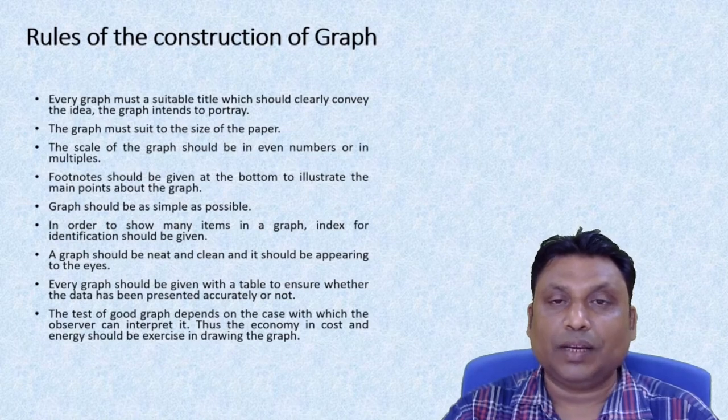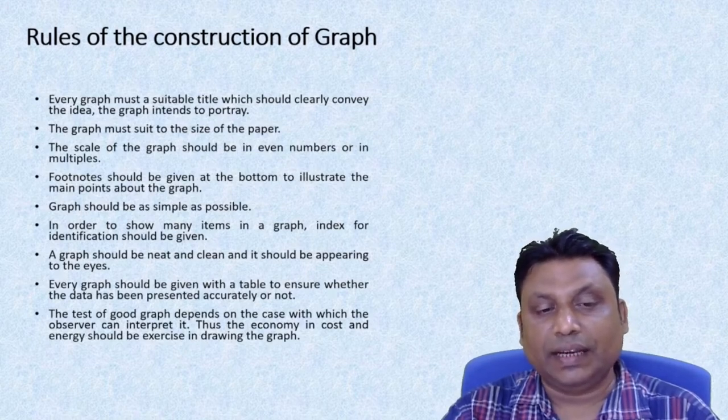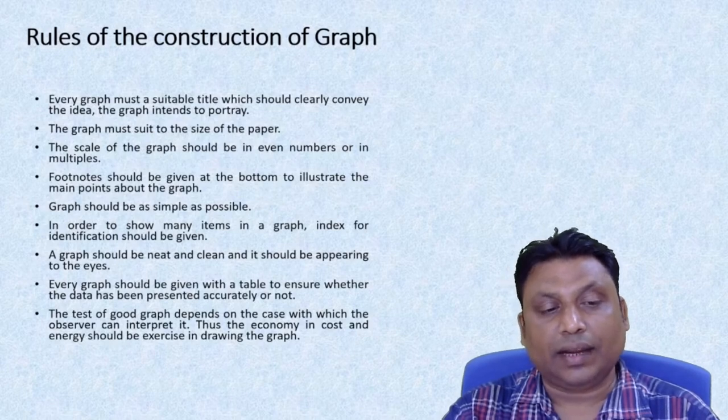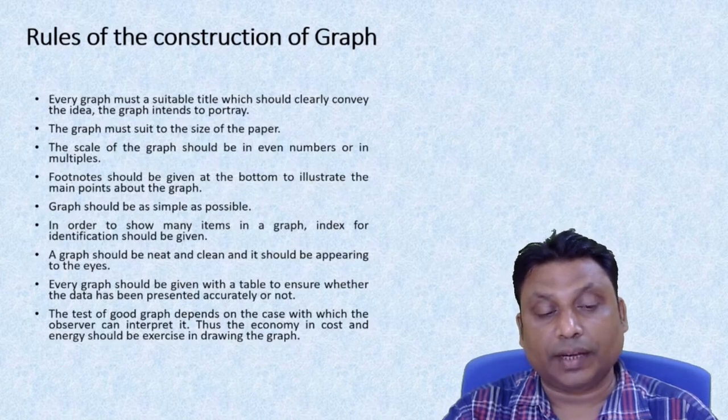The graph should be as simple as possible. In order to show many items in the graph, index identification should be given. If you are giving more graphs or more sizes, which we will discuss one by one later on, then you should put the name. A graph should be neat and clean and pleasing to the eyes. Every graph should be given with a table to ensure whether the data has been presented accurately or not. The test of a good graph depends on the ease with which the observer can interpret it. Thus, economy in cost and energy should be exercised when making the graph.